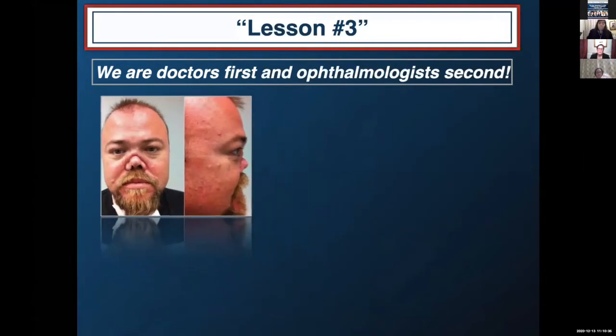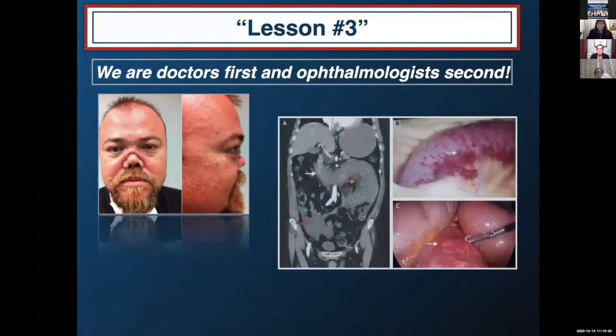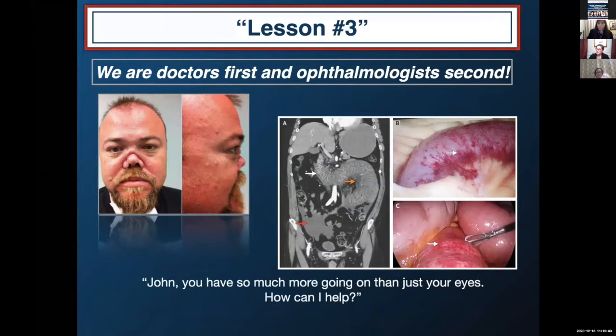Here's a patient with granulomatosis with polyangiitis. And here we're so concerned about the cataract when what he's concerned about is his pulmonary manifestations and the shortness of breath and the hemoptysis that he's developing. So a simple, "John, you have so much more going on than just your eyes. How can I help?" is all it takes to develop that patient-physician relationship.